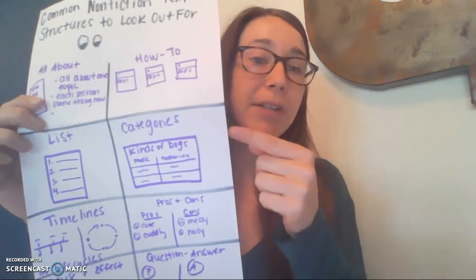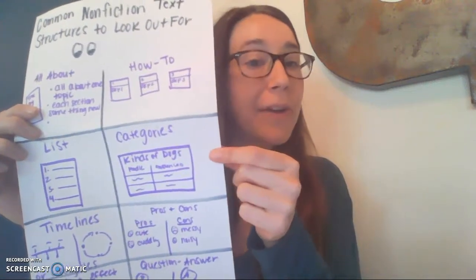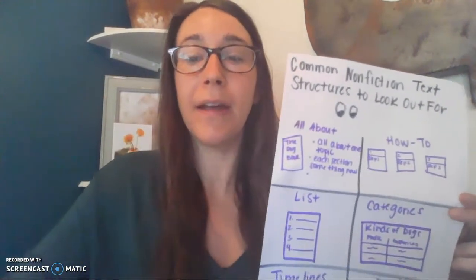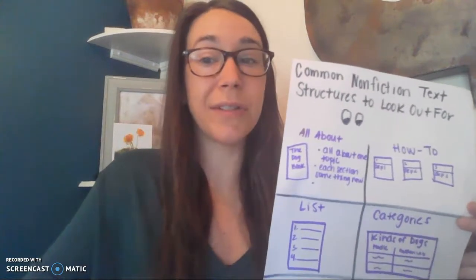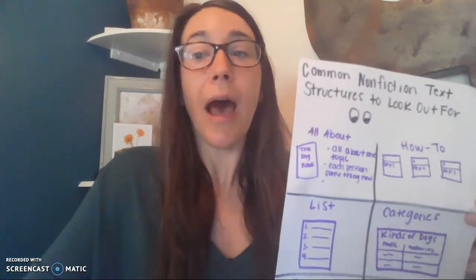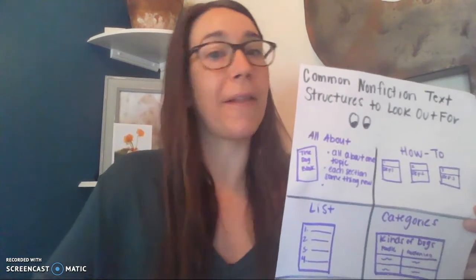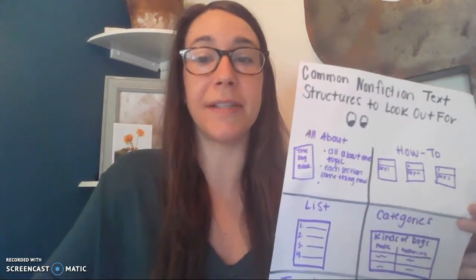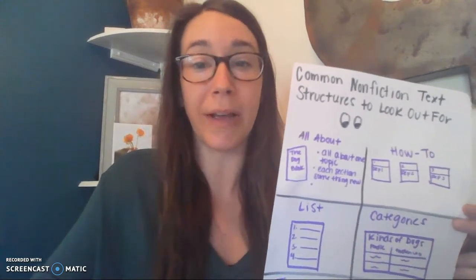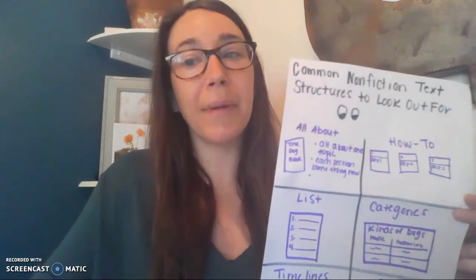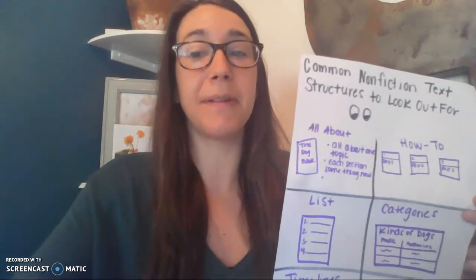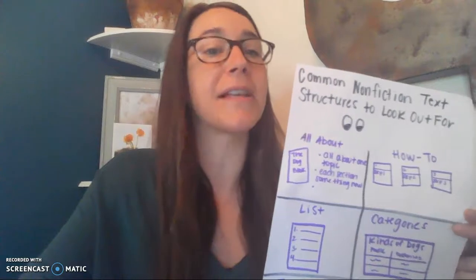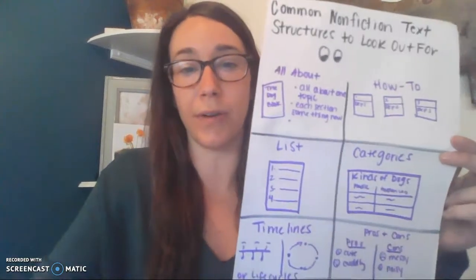The next text structure that we're going to talk about is categories. A categories text structure might be a book like Types of Whales or Landmarks of the World. These books would teach us all about the different types of whales. They would teach us things that are the same and different about the different whales. A book about landmarks would teach us the different types of landmarks in the world. It might teach us the history of those landmarks and where they are in the world.